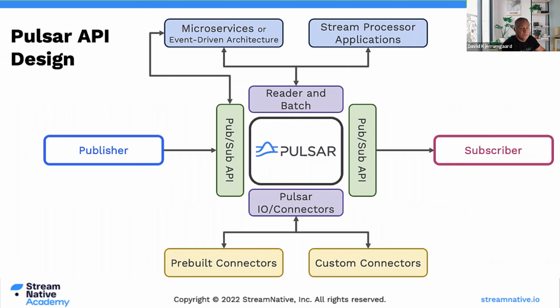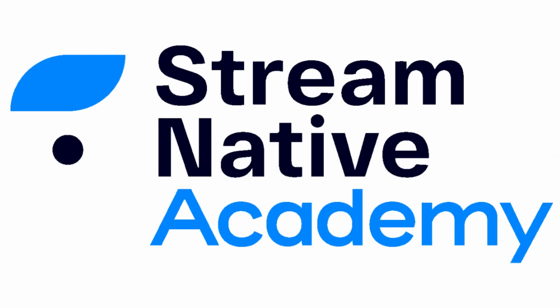Or you can write your own custom connectors if there's a system you want to interact with to exchange data between Pulsar and that third-party system. And Pulsar IO connectors is an API that allows you to program to that and write code that does that as well.